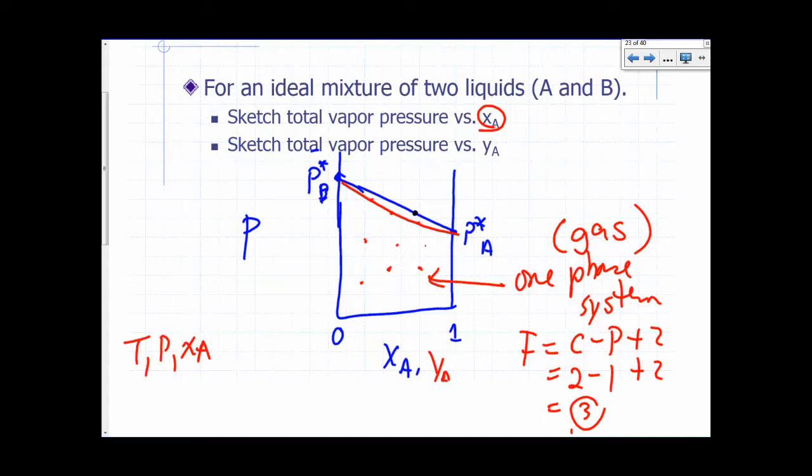To be able to locate any of these points, you have to tell me what the temperature is, what the pressure is, and what the mole fraction is of one of the components. So I can do XA or XB. Okay, so the variance is 3.